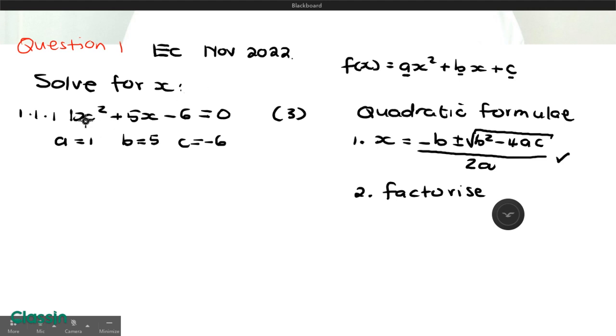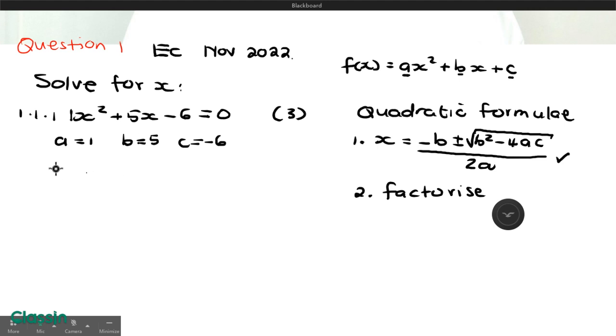The coefficient of x squared is a, which in this case is equal to 1. The coefficient of x is b. Here the coefficient of x is 5, which is positive, and our constant number is -6. Therefore, our value for c is -6.